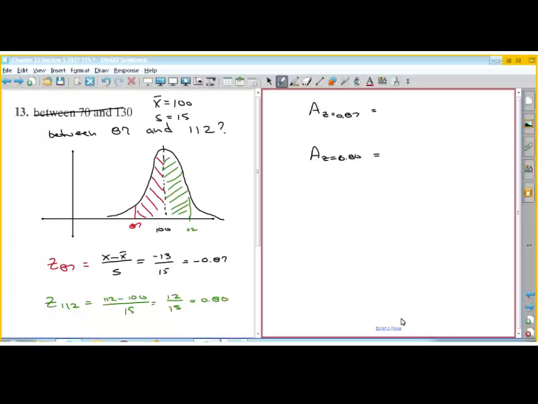So Tucker, what's the area associated with 0.87? 0.308. Let's see if it's right. Yep. So it's 0.308. And Tanner, what's the area associated with a z of 0.8?